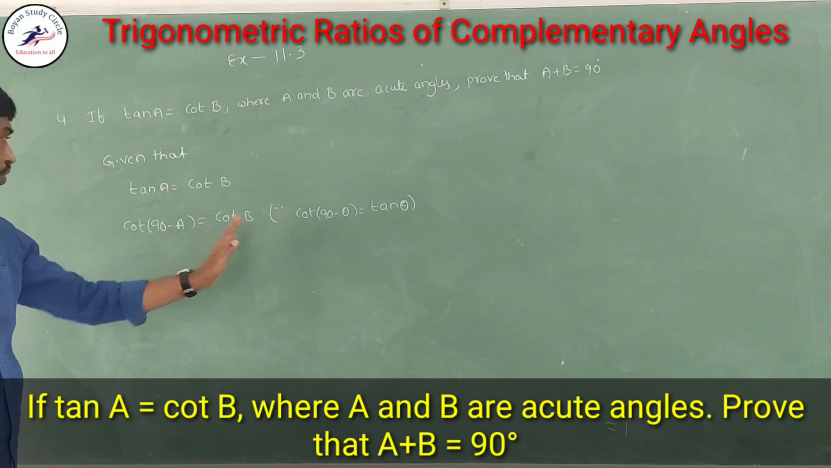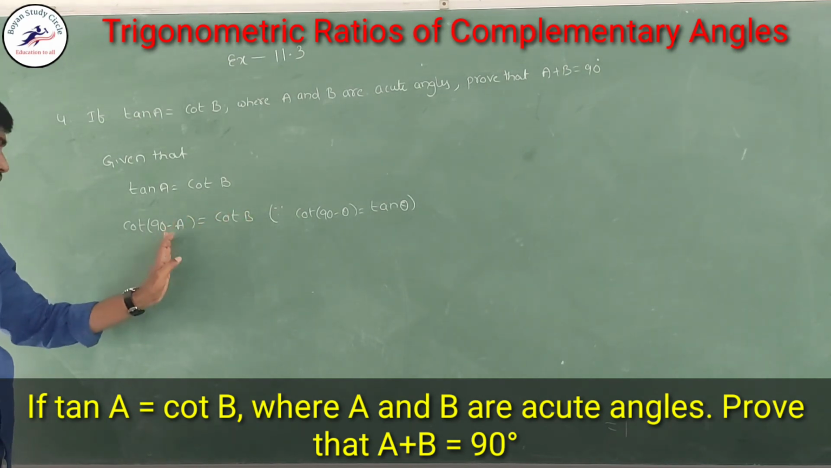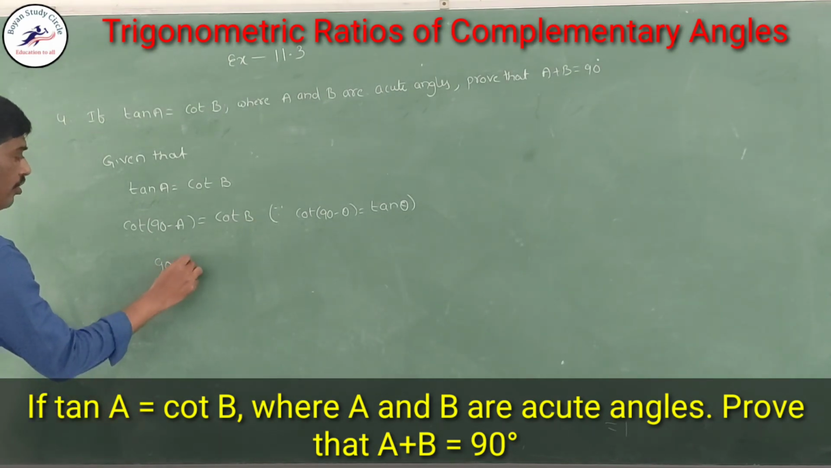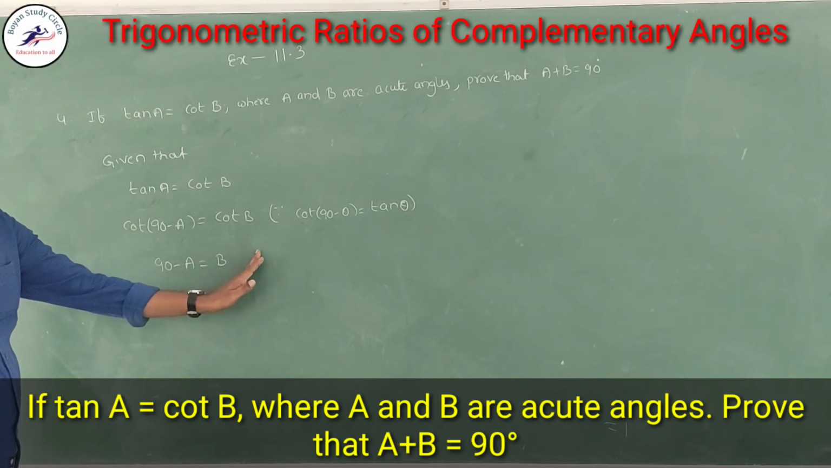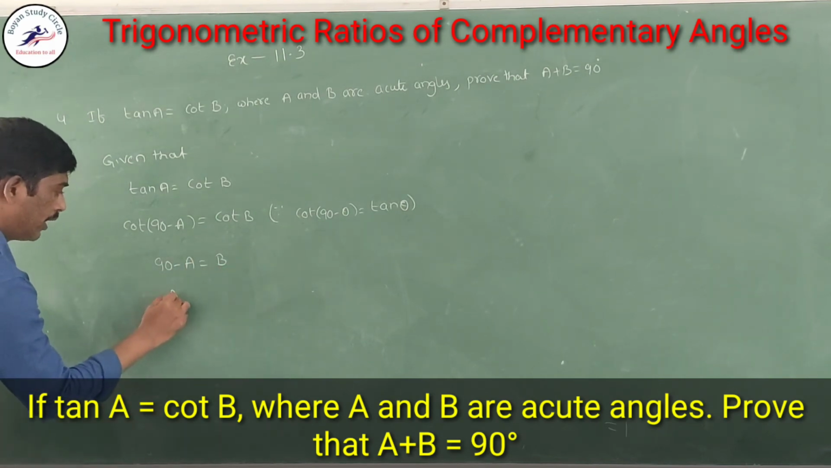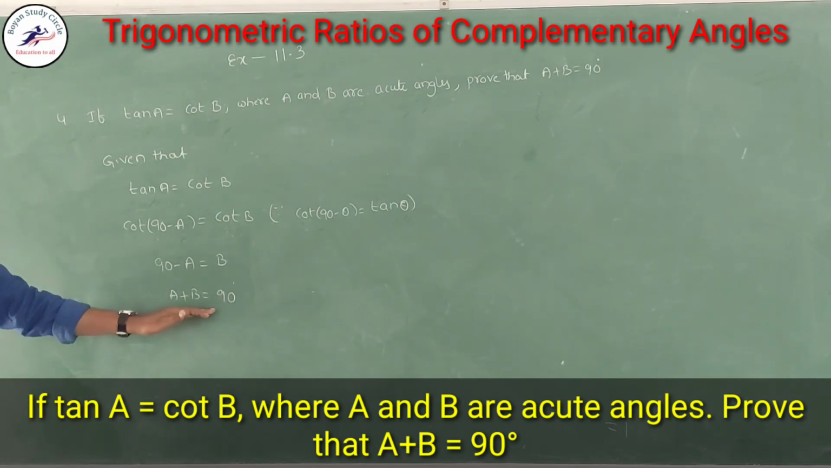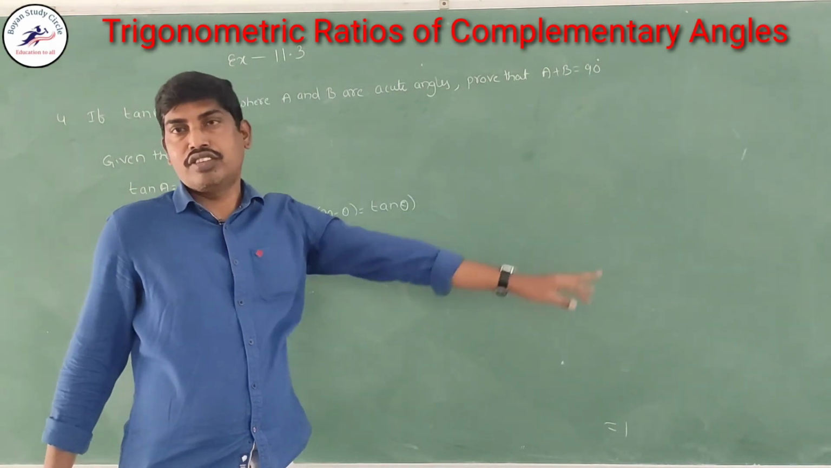See, on both sides, 90 minus A and B, these two are complementary angles, so we have to equate these two values. So 90 minus A equals B. This minus A goes to the other side, and that becomes plus. So A plus B is equal to 90 degrees. The sum of these two angles is 90 degrees. This is what we have to prove here: A plus B is 90 degrees.